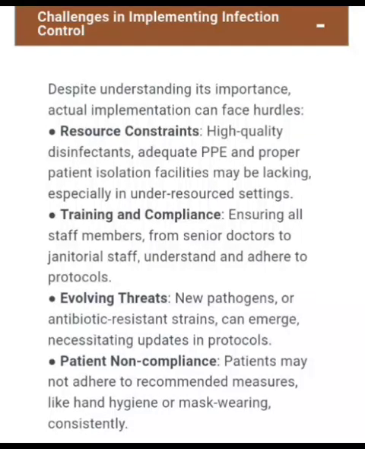3. Evolving threats. New pathogens or antibiotic-resistant strains can emerge, necessitating updates in protocols. 4. Patient non-compliance. Patients may not adhere to recommended measures like hand hygiene or mask wearing consistently, and this reduces the chance of controlling infection spread.